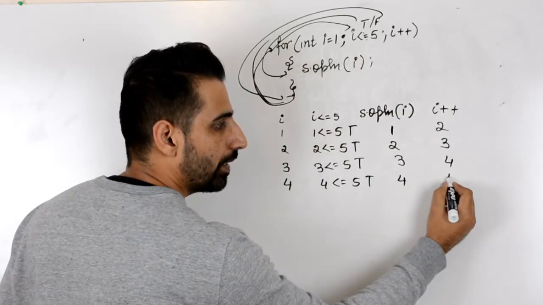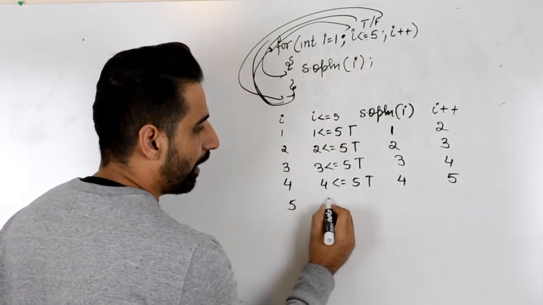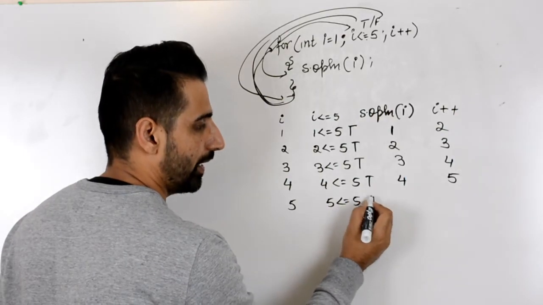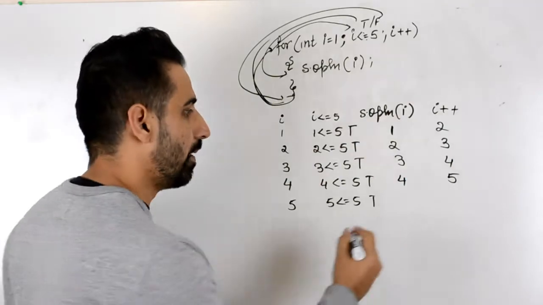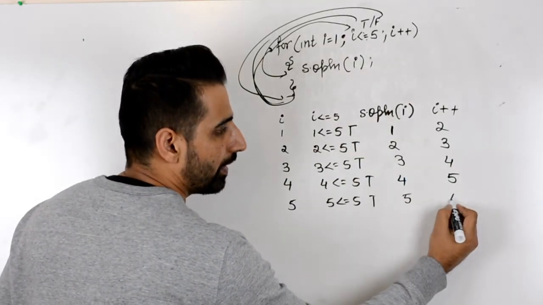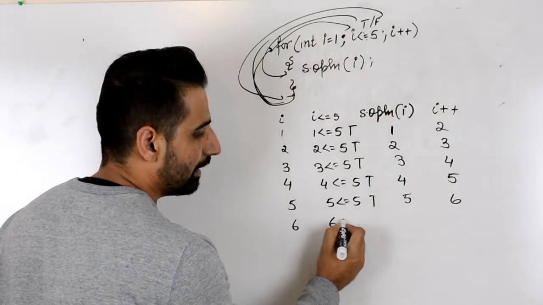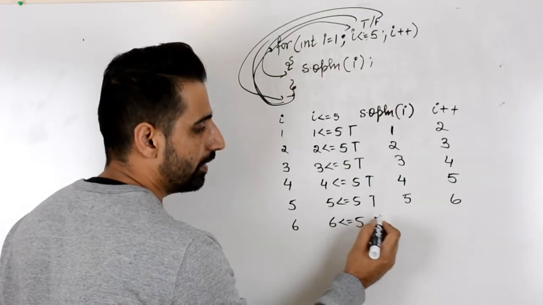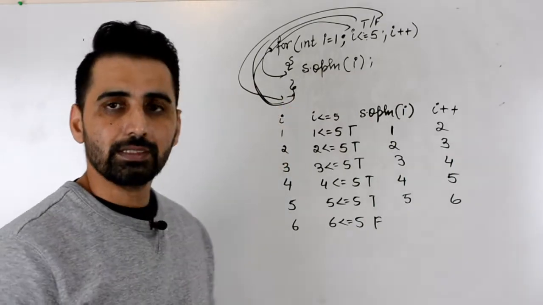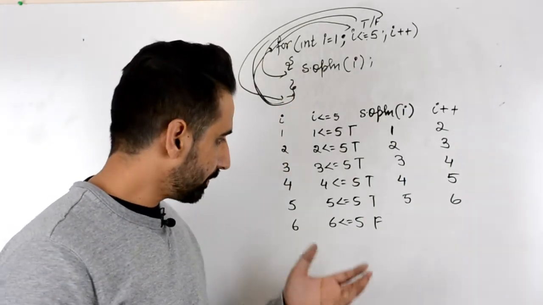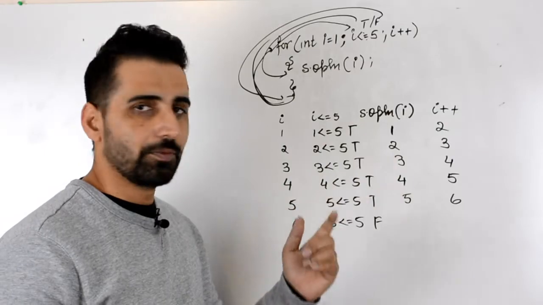So it will print 4, then the value of I is 5. 5 less than equals to 5. Yes, it is not less, but it is equal, because our condition is less than or equals to. So it will print 5. And now the value of I is 6. 6 is less than equals to 5? The condition is false. Once the condition is false, it will come out of this loop. So what will it print? It will print 1, 2, 3, 4 and 5.